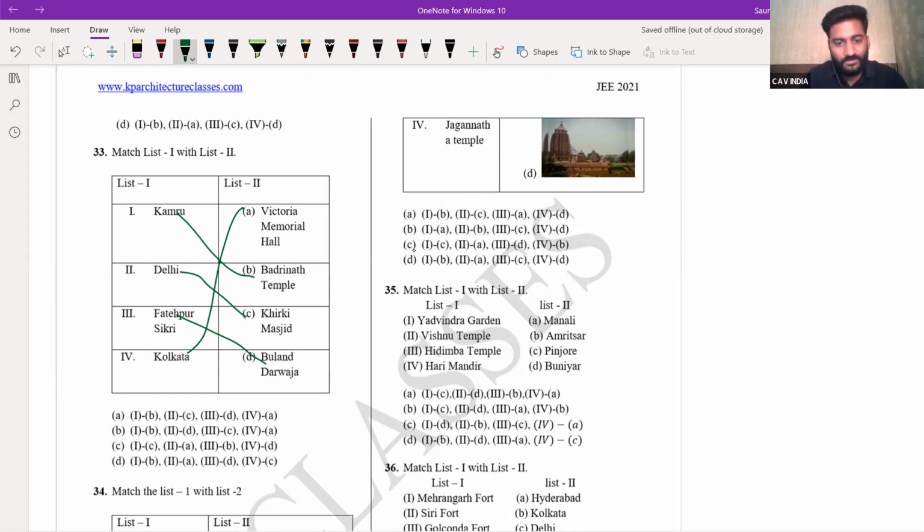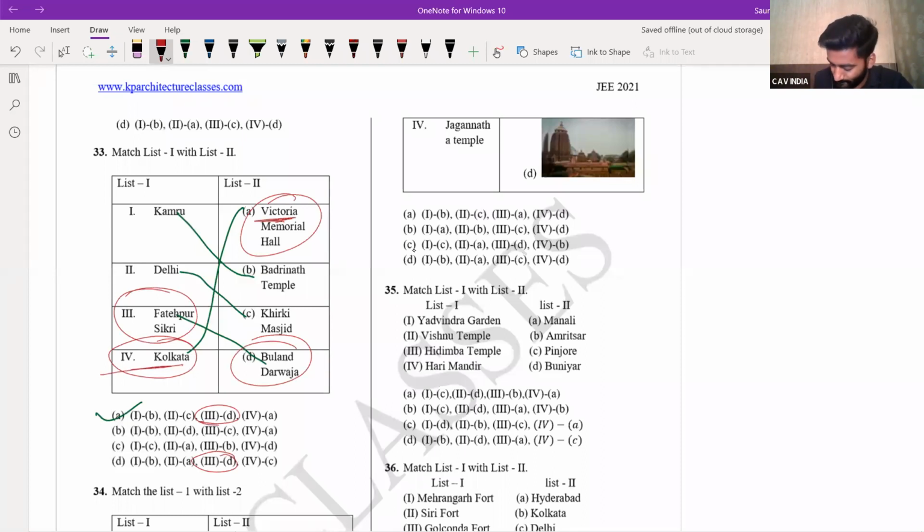So in these kinds of questions, the correct answer would be option A. Students are mostly aware of Fatehpur Sikri and Kolkata, like Victoria Memorial and Buland Darwaja. So you can first look at these where the correct pair is given. So 3D is given in these two. Then you can look at Kolkata and Victoria Memorial. So 4A is given in these, but B is already wrong. So option A is the right answer. This is how I was saying you can also solve them with the given options and with the information that you know.